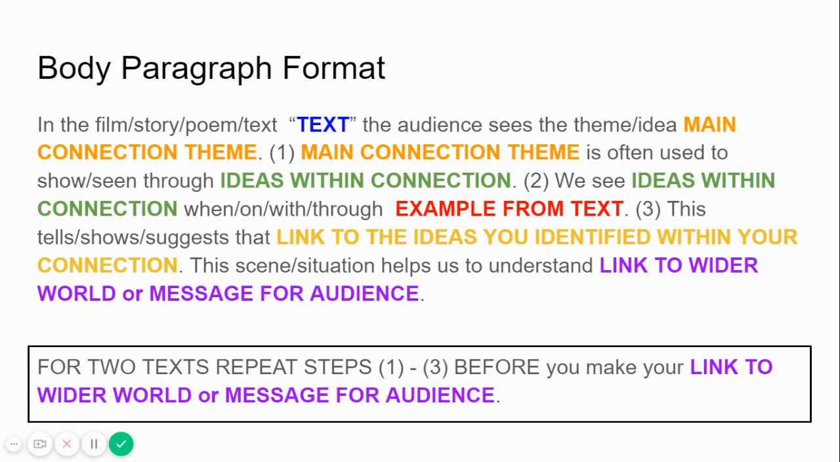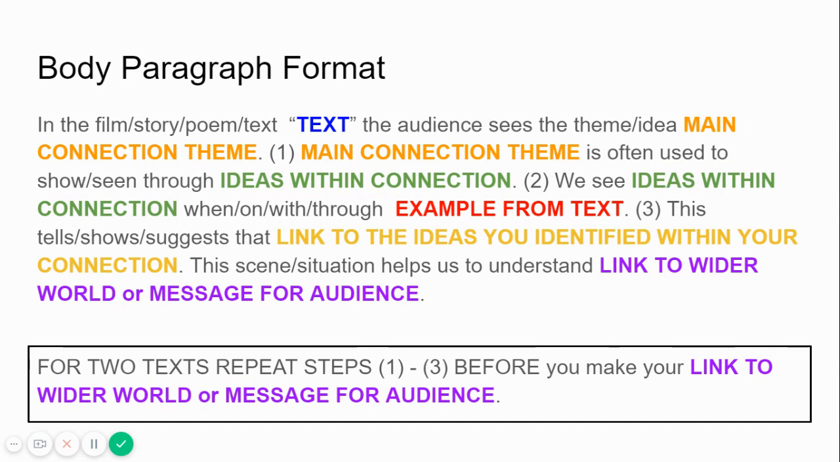So if we're using unconditional love, that orange section would turn into unconditional love might be seen through sacrificing something for the people we care about. And that would be the green section. Then you'd go on to give an example of that. So we see a character sacrifice something for the person or people they care about when so-and-so does this in the story. Then you'd go on to link the ideas that you identified within your connection.